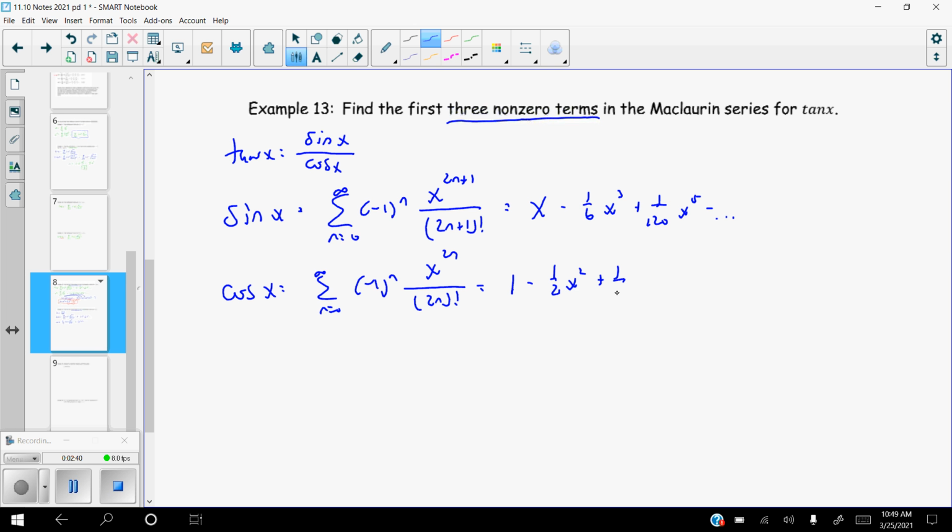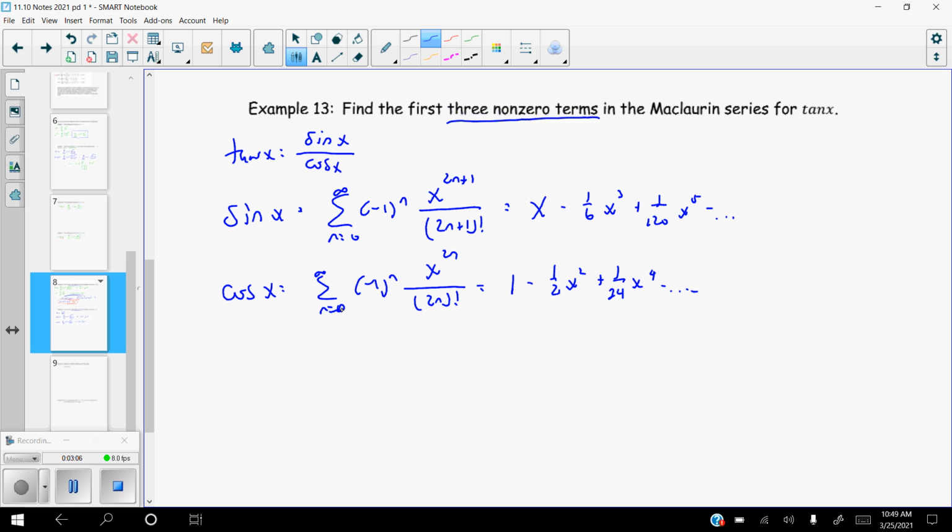plus, what is that going to be? 1 over 20? No, 1 over 24. Yeah, factorials, duh. 1 over 24 x to the 4th minus, and so on. Okay, and I'm just getting that by plugging in 0, 1, 2, and so on. That's how we're getting those values.